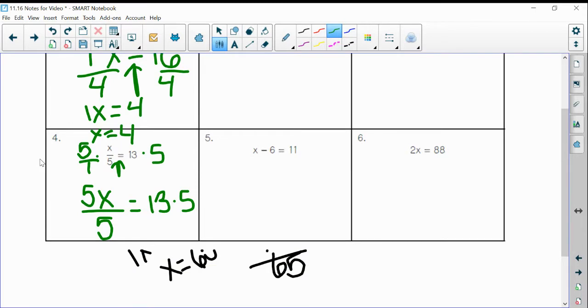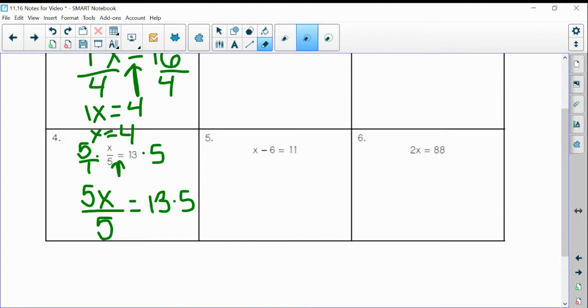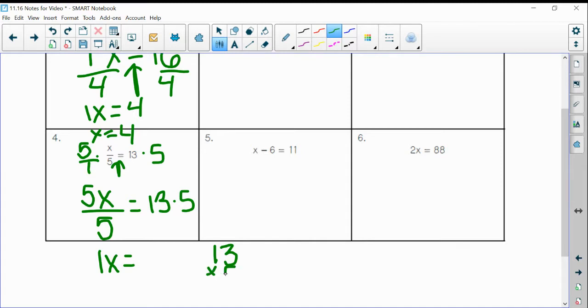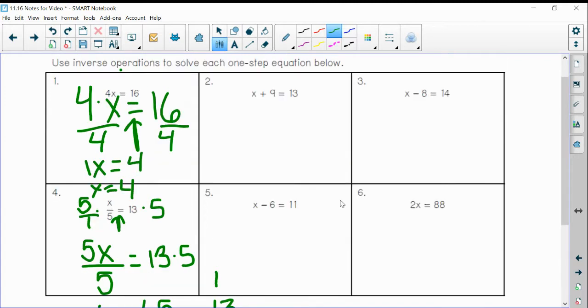5 over 5 is 5 divided by 5. So 5 divided by 5 is 1. So we have 1x is equal to 13 times 5. Let's go ahead and multiply that out. I have 13 times 5. 3 times 5 is 15. 5 times 1 is 5 plus the 1 we carried is 6. So 1x is equal to 65. Or simply you can drop the 1 because we know it's assumed. x is equal to 65.